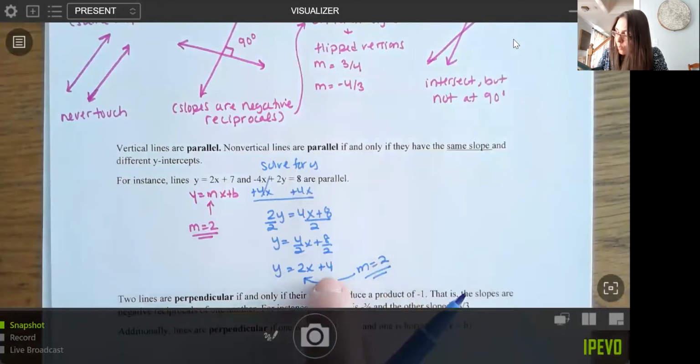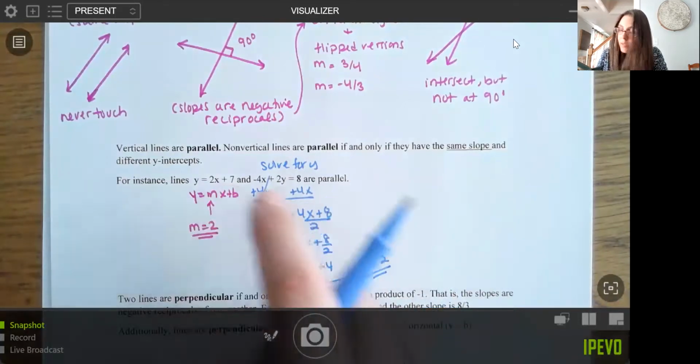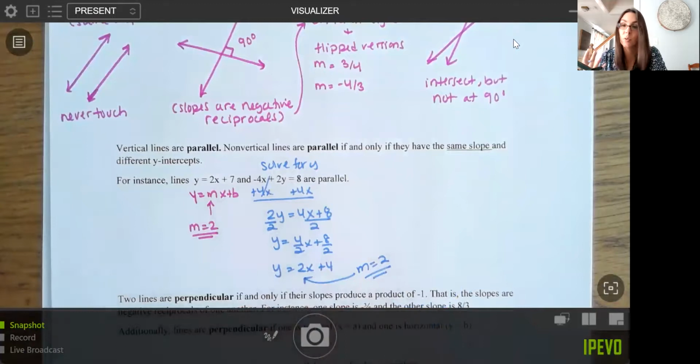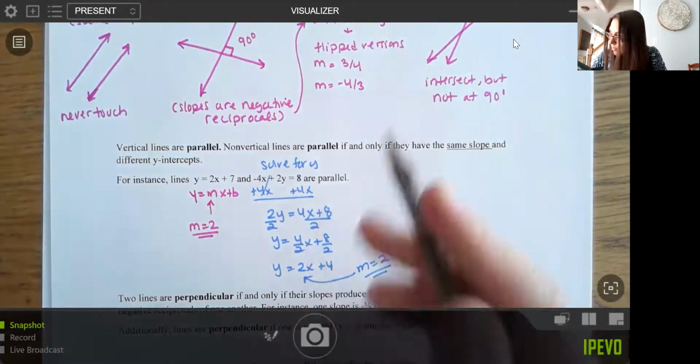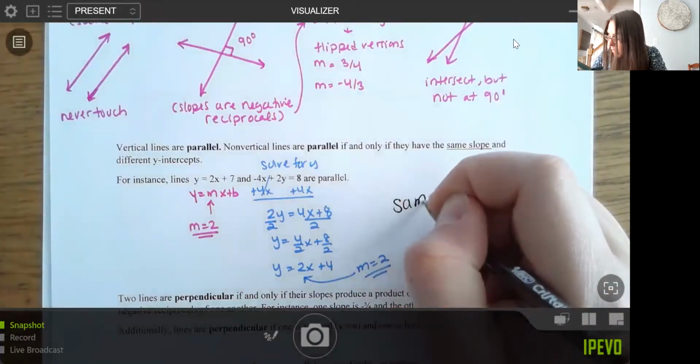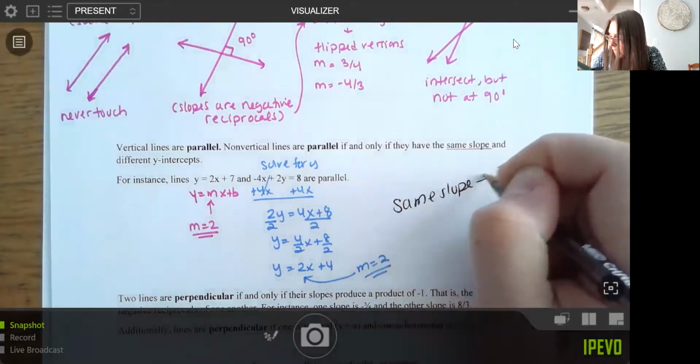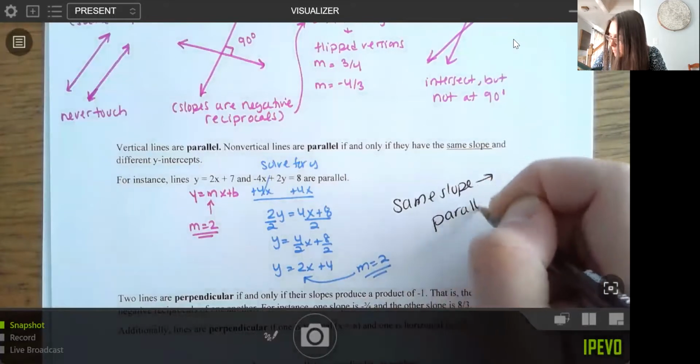Now notice I do have different y-intercepts. That one was 7, this one is 4. So it ensures that I actually have two different lines. It's not the same line here. And because you have the same slope, then you have those parallel lines.